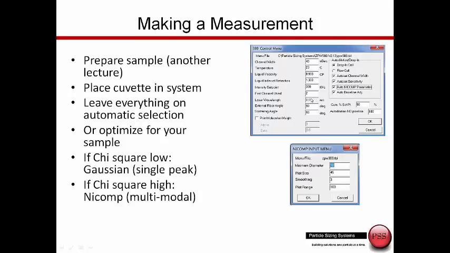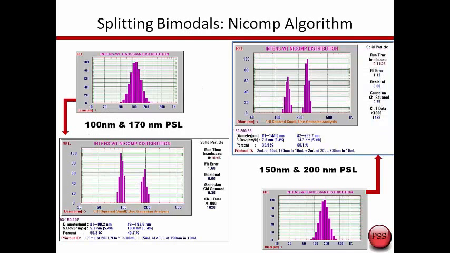A feature that is unique with the Nicomp is an immediate presentation of an error calculation, a chi-square error, which then indicates, do we think there's a single peak, or should we use the Nicomp algorithm to look for a multimodal result? And this ability to do multimodal analysis is one of the key strengths of the Nicomp DLS system.